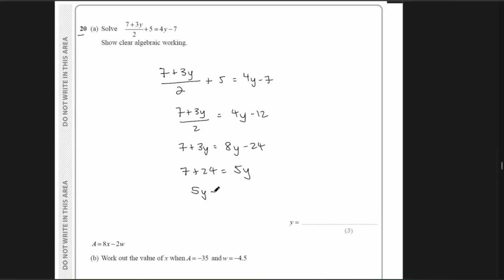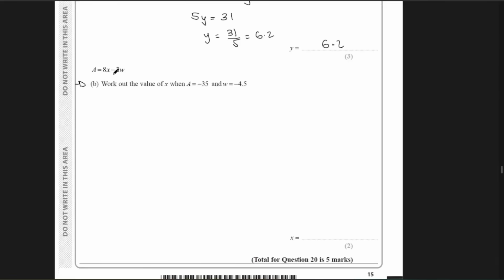So 5y is equal to 31. Y is equal to 31 over 5. We can show the decimal answer. 31 over 5 gives us 6.2. Y is equal to 6.2.